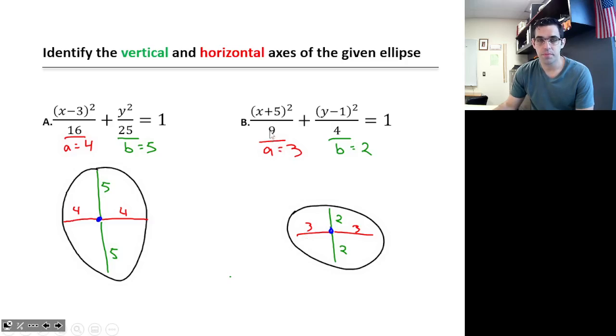Example B, our a value is 3, which we get from 9 is 3 squared, and then 4 is 2 squared, so our b value is 2. So it's going to be 2 above and 2 below the center, and it's going to be 3 to the right and 3 to the left of the center for our a value, so it's going to be 4 tall and 6 wide. So example A is kind of smushed this way, example B smushed that way.